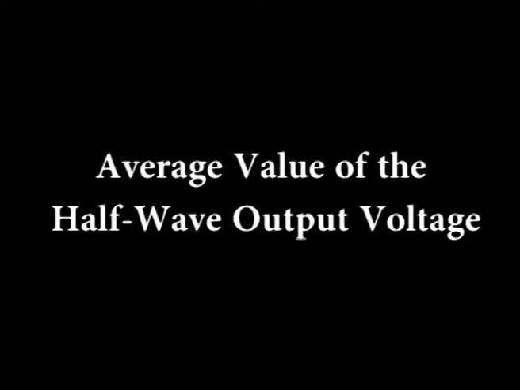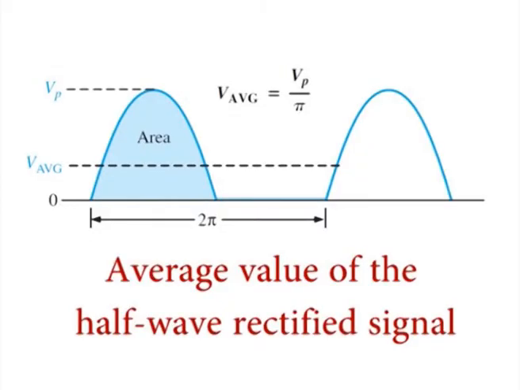Average value of the half wave output voltage. The average value of the half wave rectified output voltage is the value you would measure on a DC voltmeter. Mathematically, it is determined by finding the area under the curve over a full cycle and then dividing by the number of radians in a full cycle, as illustrated. The result is expressed in this equation, where Vp is the peak voltage. This equation shows that V average is approximately 31.8% of V peak for a half wave rectified voltage.